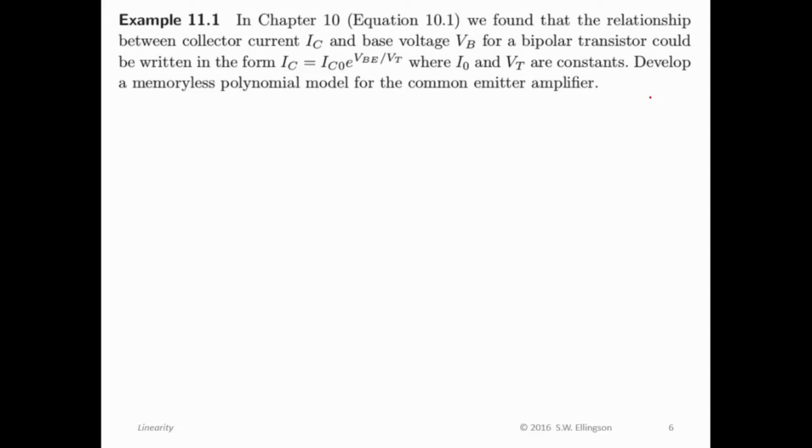So in chapter 10, we found the relationship between the collector current, I sub C, and the base voltage, V sub B, or I could say V sub BE, just to be more specific if this is a common emitter amplifier, can be written in this form. That's the equation I just showed previously. In this form, this thing here and V sub T are constants, right? V sub T is the thermal voltage, and I sub C naught is a constant. So I could ask you to develop a memoryless polynomial model for this particular amplifier that's using this particular transistor.